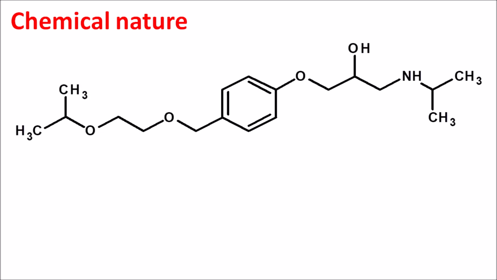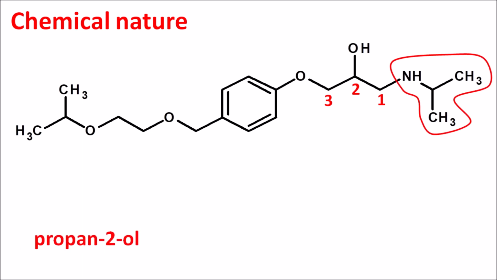First of all, what is the chemical nature of this drug? So this is the structure of bisoprolol. Just like other beta blockers, this drug is also an aryl oxypropanolamine. So here we can observe the propanol structure. Let us give the numbering 1, 2, 3. So simply it is a propane 2-ol derivative. And at the first position is the amine group which is attached with an isopropyl chain. So this isopropyl group can be written as propane 2-ol which is attached to the first position of propanol.